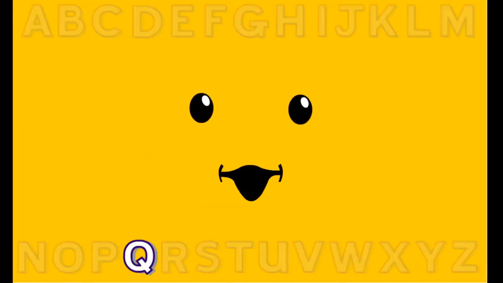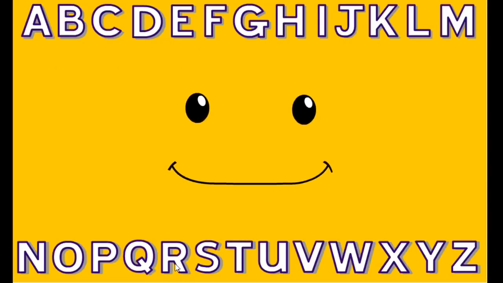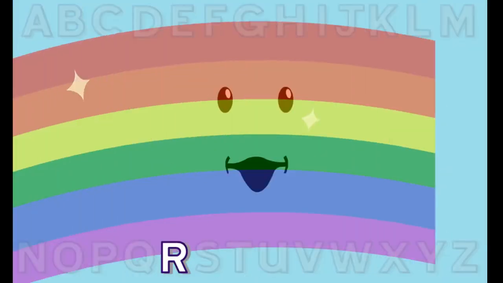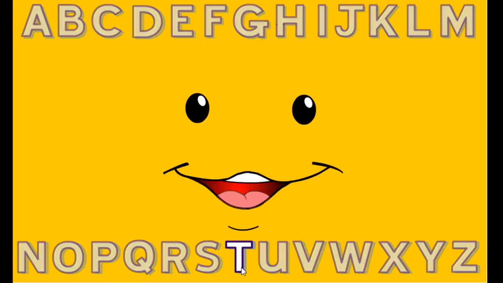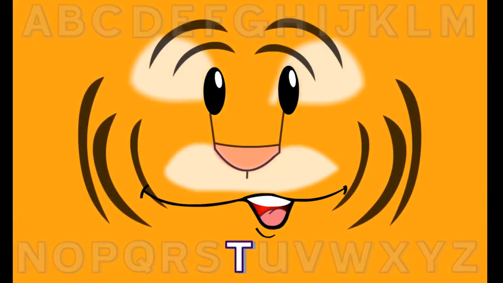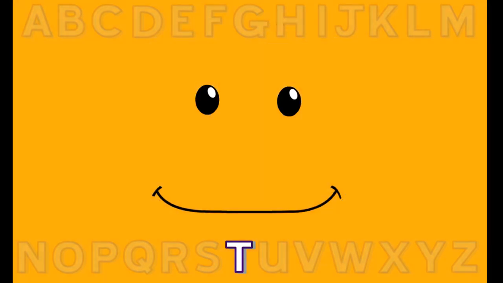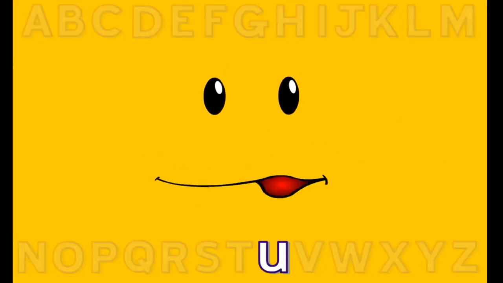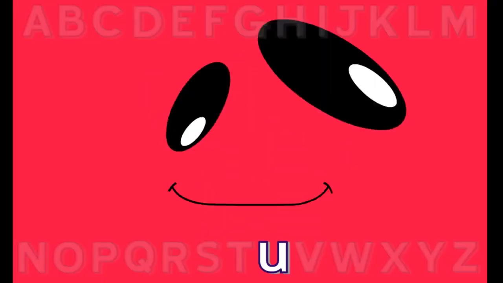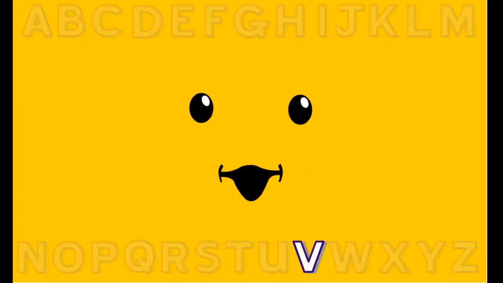Q is for quiet. Shh. R is for rainbow. S is for swing. Whee! T is for tiger. U is for upside down. V is for violet.